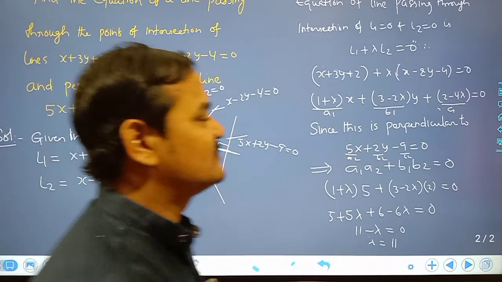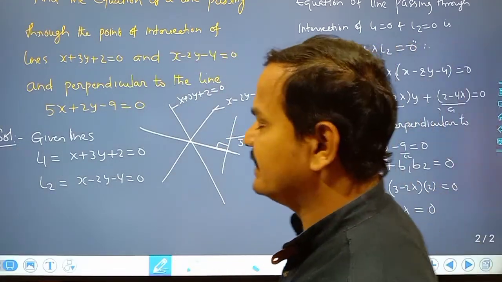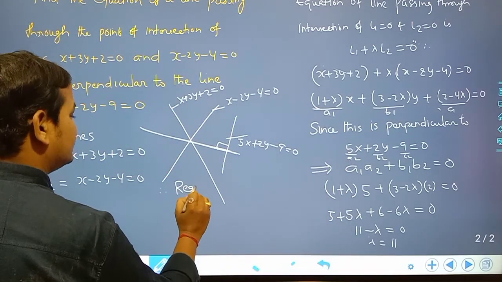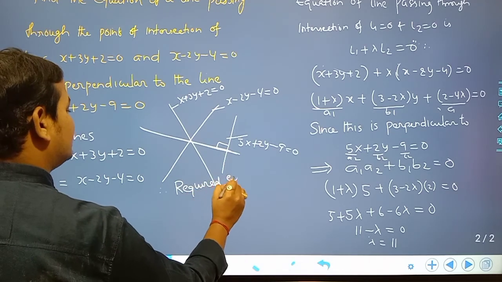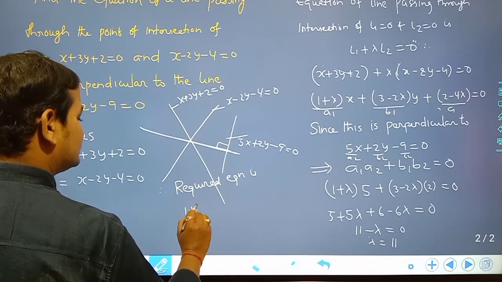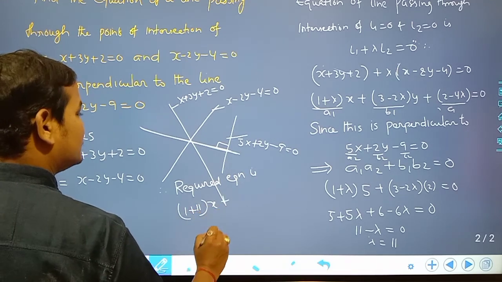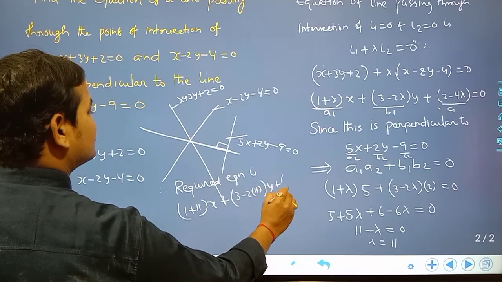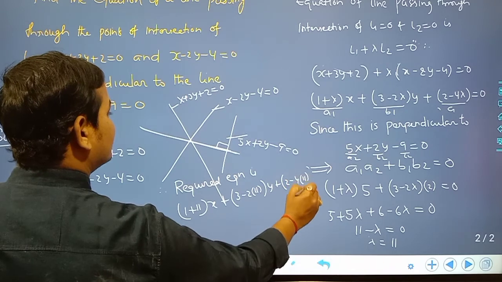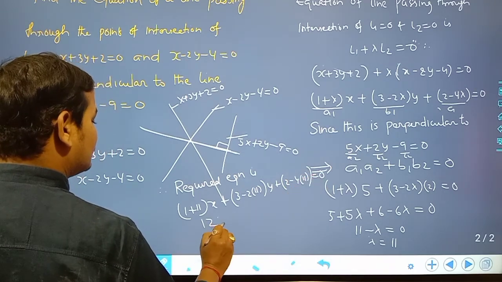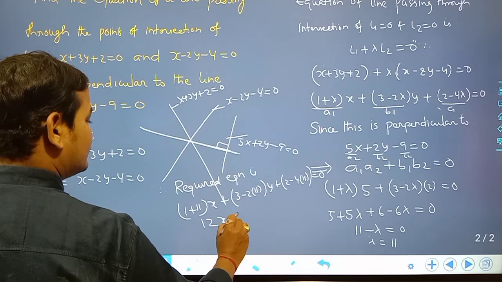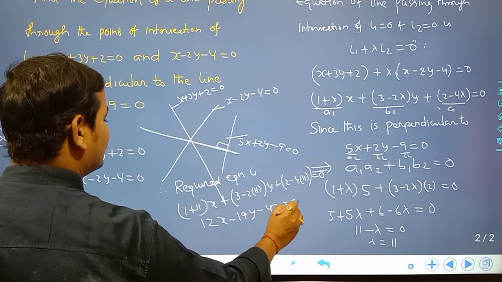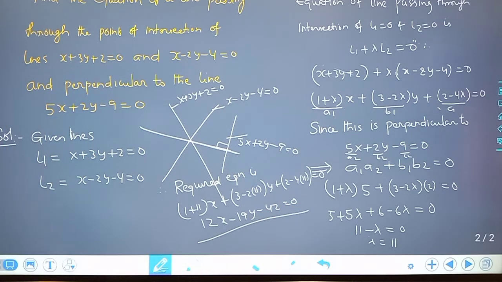So you need to substitute the lambda value here, and you can get the equation. Therefore, the required equation is 1 plus 11 into x plus 3 minus 2 into 11 into y plus 2 minus 4 into 11 is equal to 0. That is 12x minus 19y minus 42 is equal to 0. This is the way to find the equation.